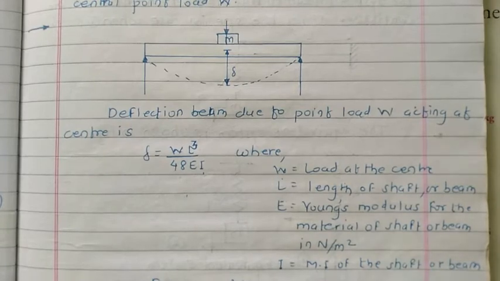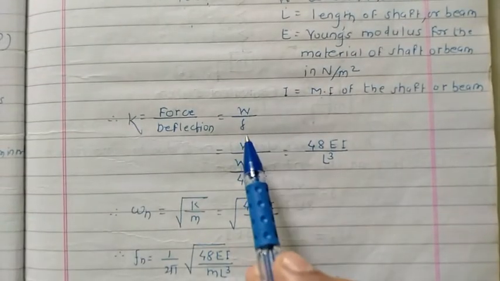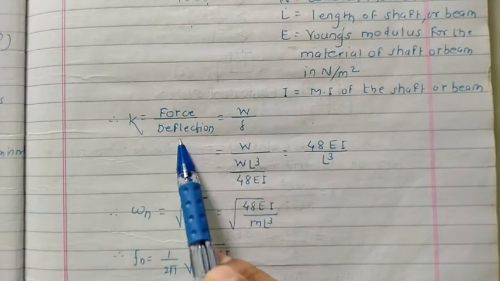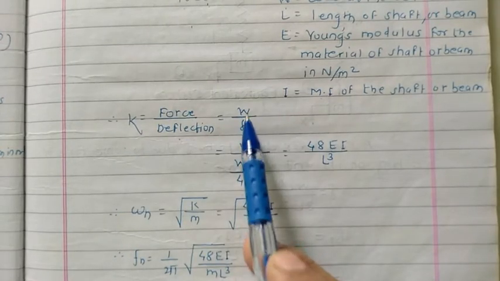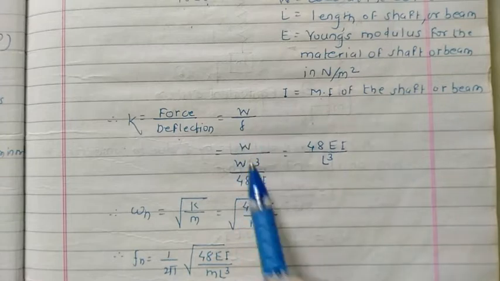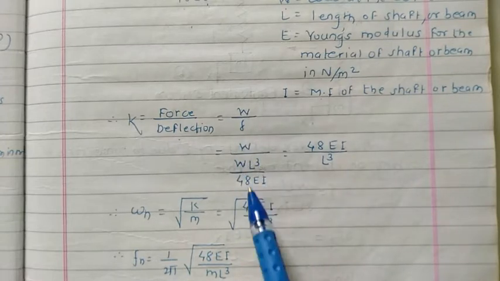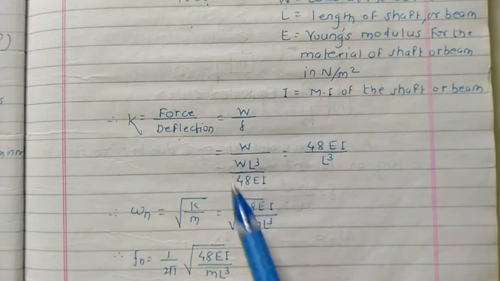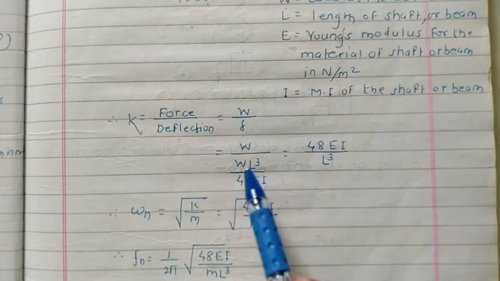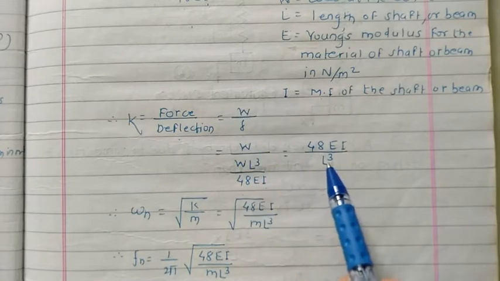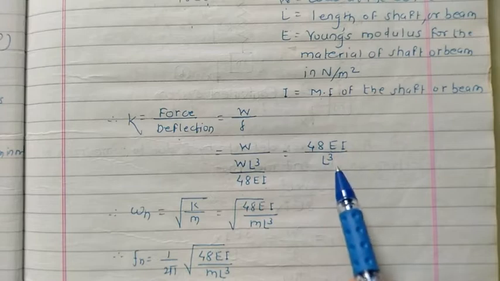Okay, so what is K? Look towards this relation written. For the third time we have written the same relation: K equals force divided by deflection. Force is in terms of W, and this delta we can get for the different cases. So in this case delta is WL cube divided by 48 EI. If I substitute here, W and W get cancelled. So what do we get here? You can get 48 EI divided by L cube.